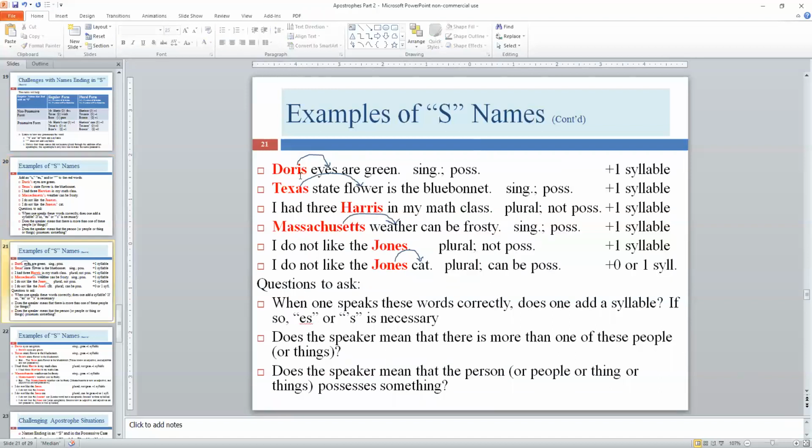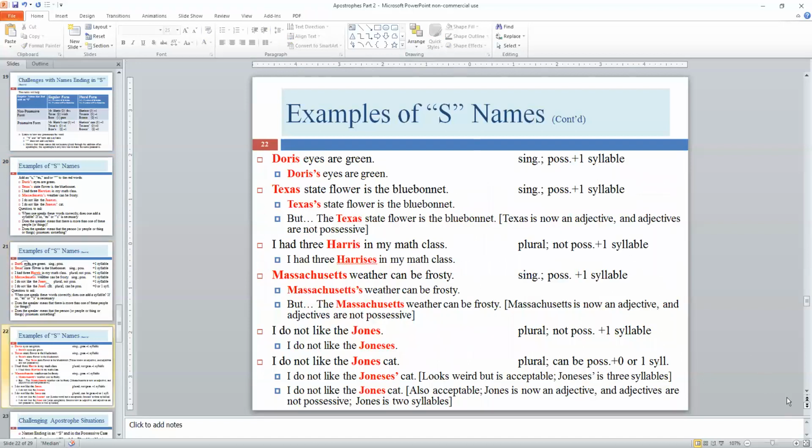So here we have the breakdown. Doris does own her eyes. Texas does own the flower. Harris doesn't own anything in this sentence. Massachusetts owns its weather. Jones doesn't own anything in this sentence. Jones, in this sentence, does own a cat. So you can see the syllables that we've added. And we've gone through and separated these.